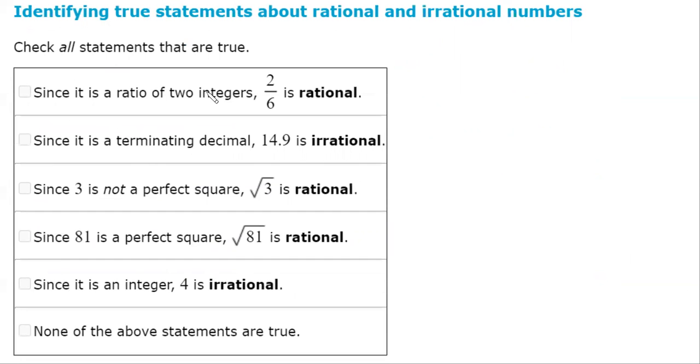Since it is a ratio of two integers, 2 over 6 is a rational number. That is correct. 2 over 6 is already in the form of a fraction, in the form of m over n. So it is a rational number.